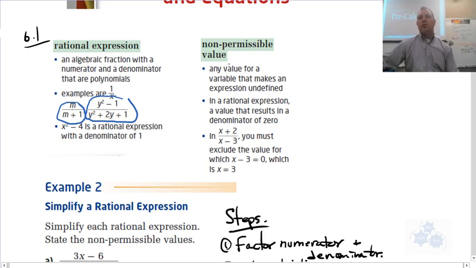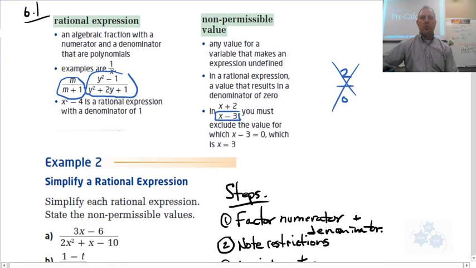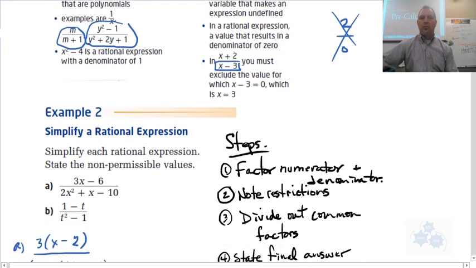So the non-permissible values would be any x values that make the denominator equal 0. Because remember, you can't divide by 0. That's no good. So non-permissible values would be anything that makes the denominator 0.